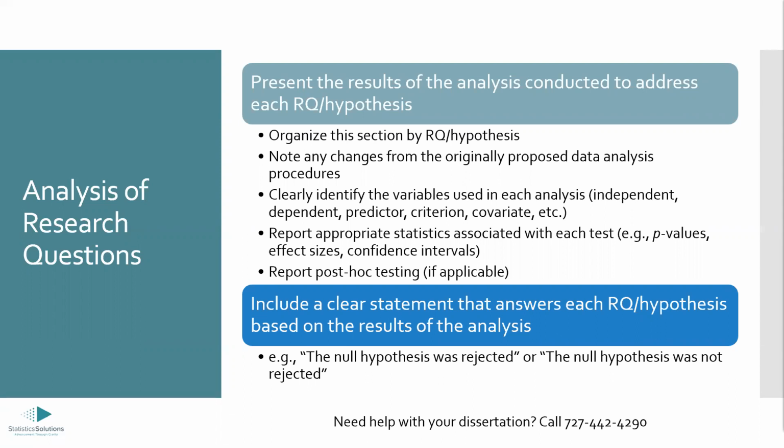So for instance, if you have 5 research questions, you just want to go in order of the research questions 1 through 5. You don't really want to jump around in the chapter, like start with research question 2, then jump to research question 4, then go back to research question 1. You want this section to be organized in a logical order, and that usually involves following the order in which you've presented your research questions throughout your paper.